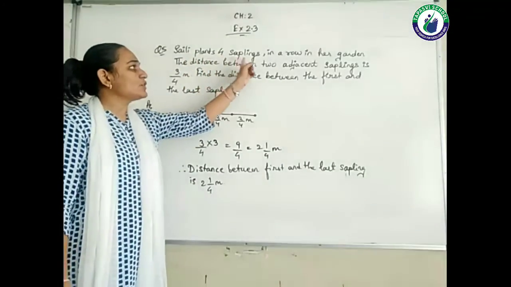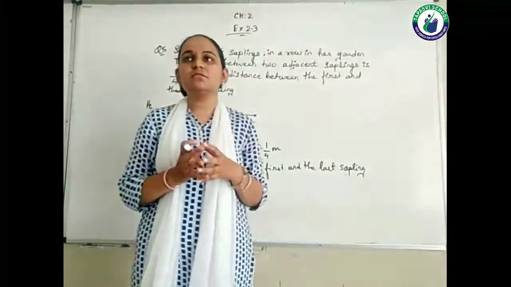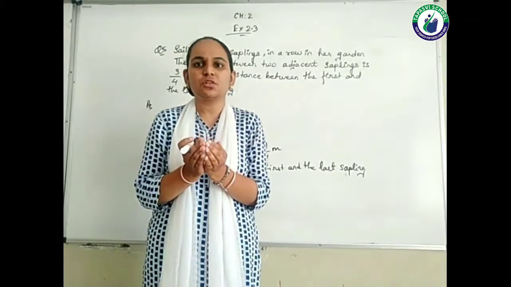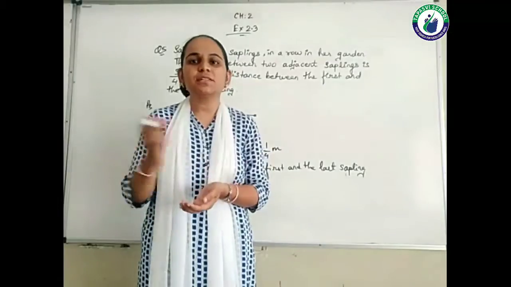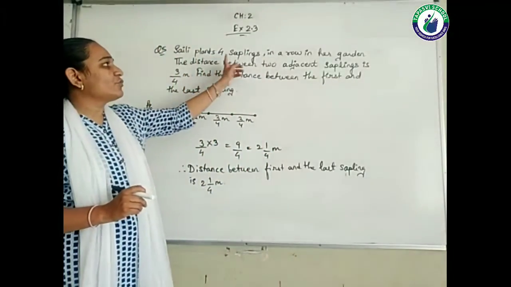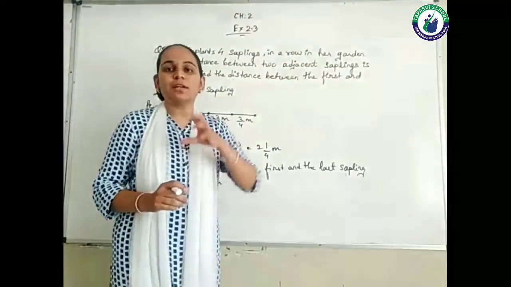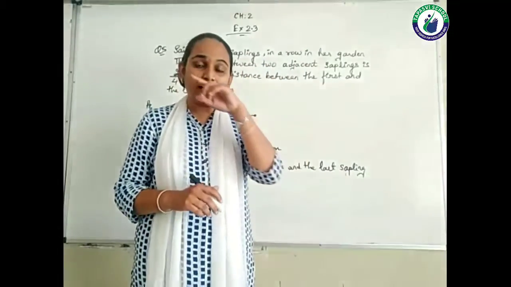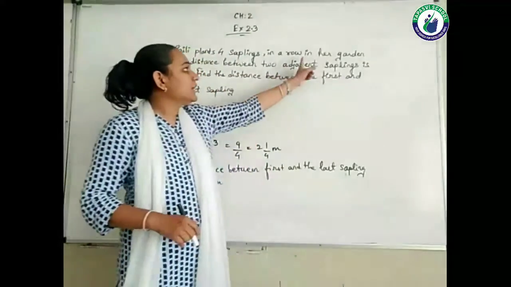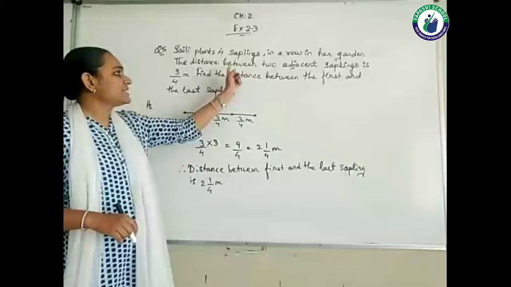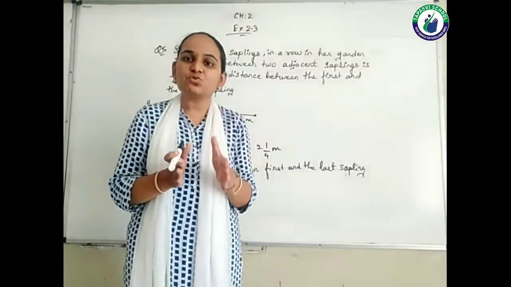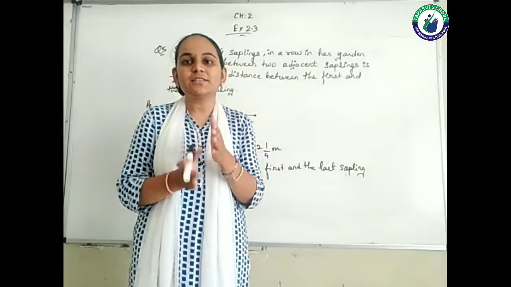Okay students, now let's see question number 5. Shelly plants 4 saplings. Saplings means जिसको हम हिंदी में बोलते हैं छोड़, छोटे छोटे पौधे, the smaller version, जो हम नर्सरी में से लेते हैं, that is called saplings. So Shelly plants 4 saplings in a row. Row मतलब एक ही line में, and that too horizontal, not the vertical one. In her garden, the distance between two adjacent saplings. Adjacent मतलब एक sapling के बाजू वाला जो sapling है, so that is called adjacent saplings.